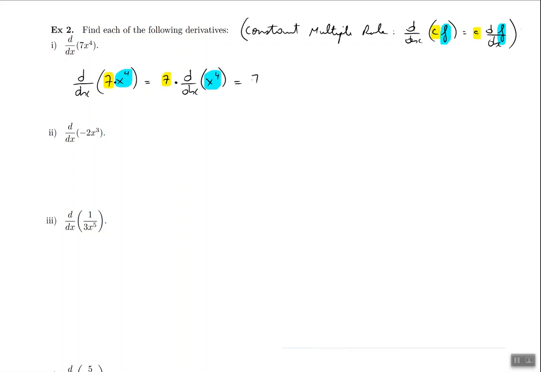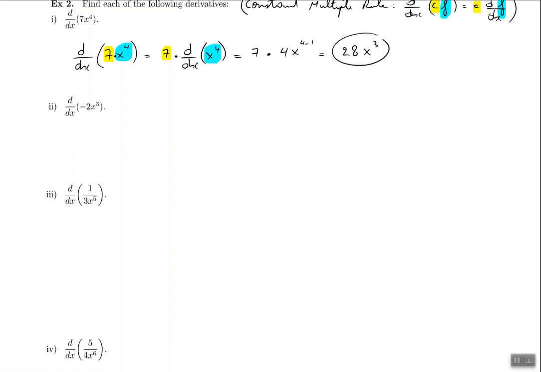At this point, 7 is just hanging out, doing its own thing, and the x to the power 4 drops the 4 down, and then it loses 1 from the 4. So 4 minus 1 is the new exponent. So this is going to be 28x to the power of 3. And that's pretty much the end. Very simple, no? So give it a shot. See if you can do part 2 of this problem.